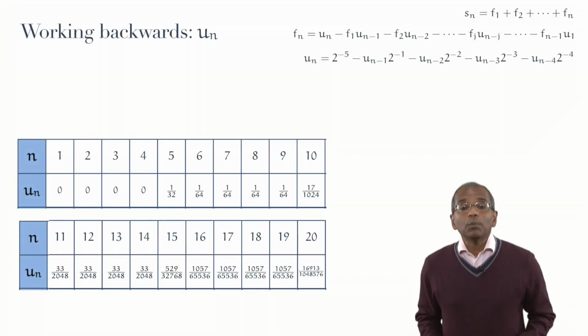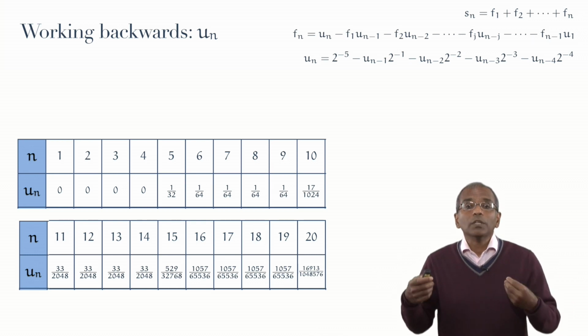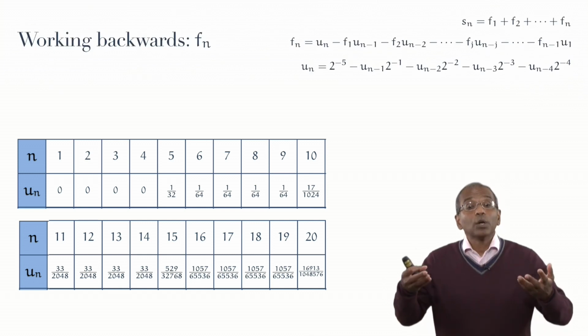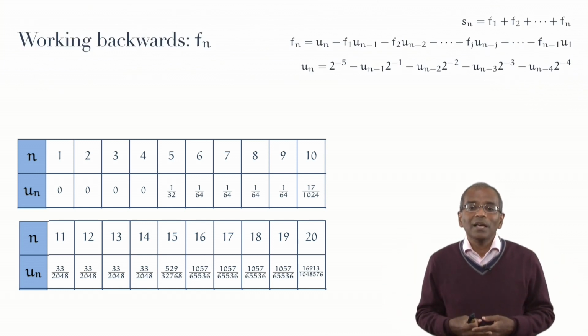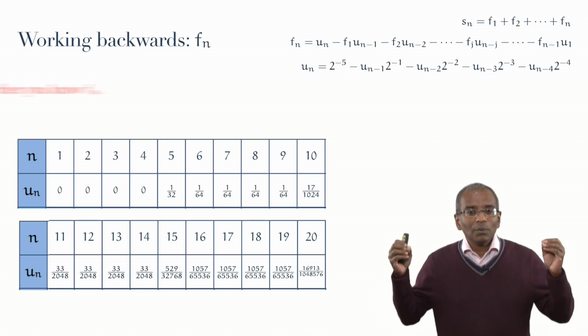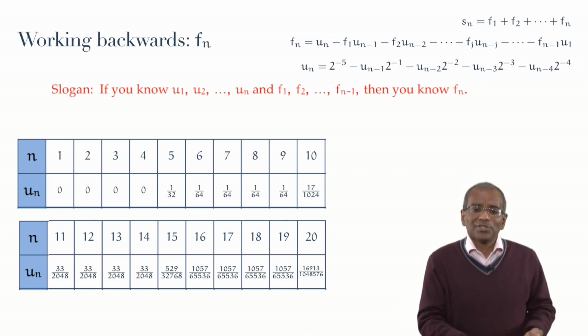What's the next step in our bookkeeping? Right, so at this point, we know in principle all the values u sub n. The next step, of course, is to work backwards and now compute the first success run probabilities f_n by our second equation. And our slogan was that if I know the u's, in principle, I can construct the f's.